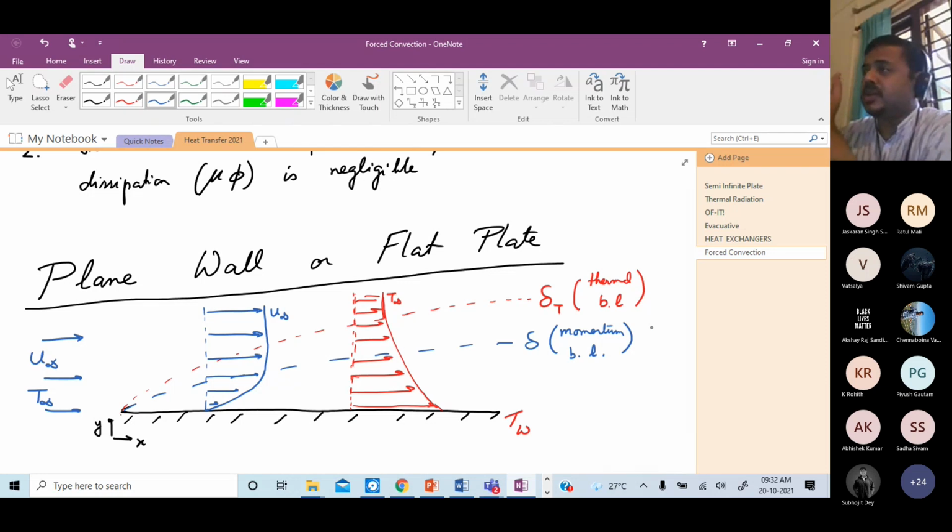Beyond the momentum boundary layer, the flow happens as if oblivious to the presence of this plate. It's like an inviscid flow. It was happening, it is happening. Oh, did something come? Oh, was a plate introduced? Oh, I didn't know that. Maybe it is too far away. Similarly, if you're beyond the thermal boundary layer, you do not feel the presence of this heated plate.